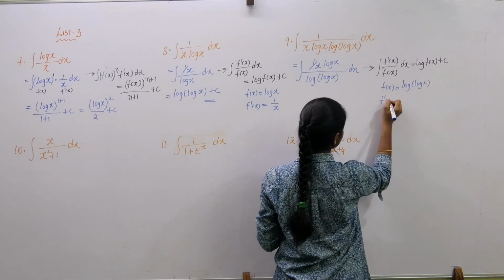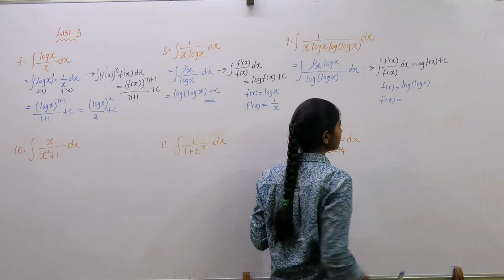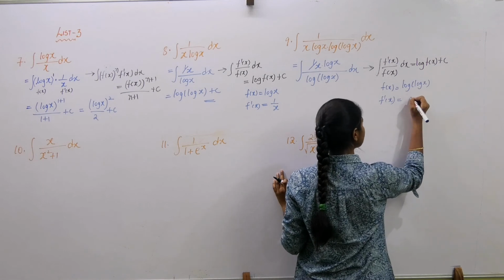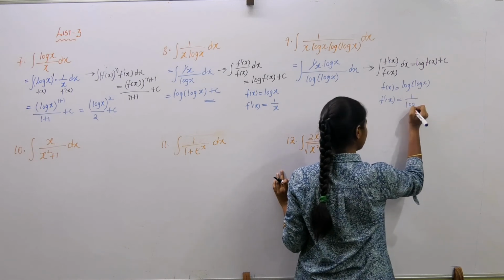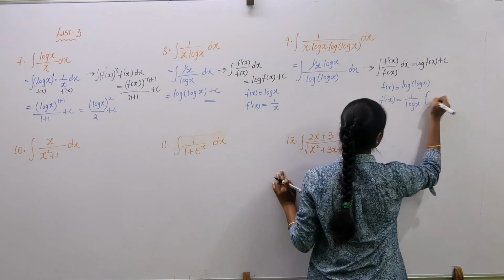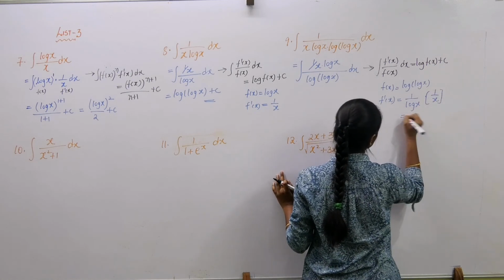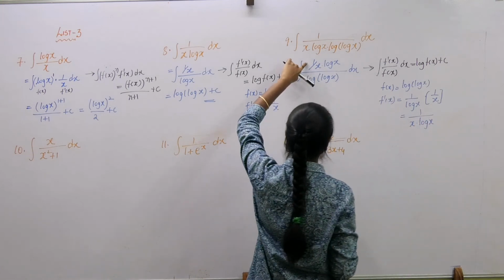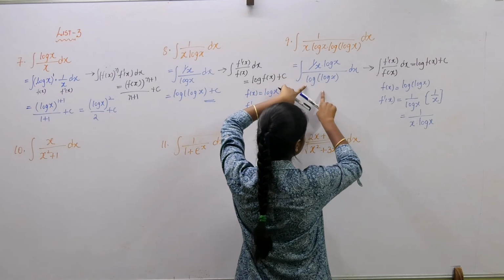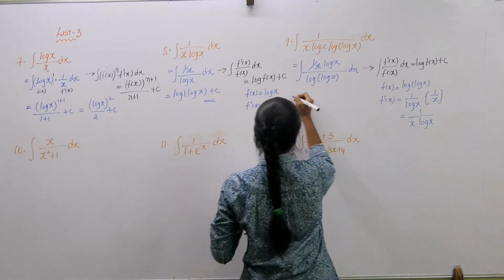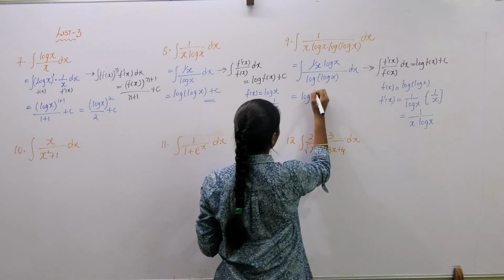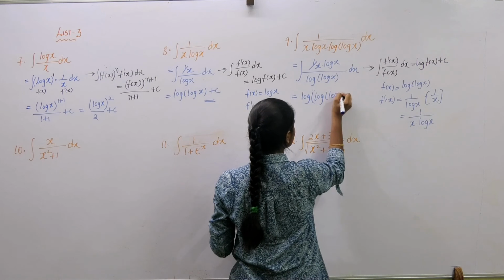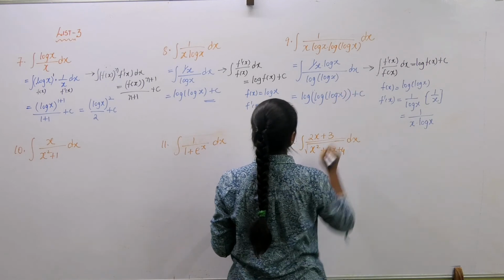Now, differentiating the function f dash of x is equals to d by dx of log x. d by dx of log x is 1 by log x. Again differentiating log x, we get 1 by x. It is equals to 1 by x into log x. Here we have f dash of x in the numerator and f of x in the denominator. So we substitute this formula. It is equals to log of f of x, that is log of log x plus c.